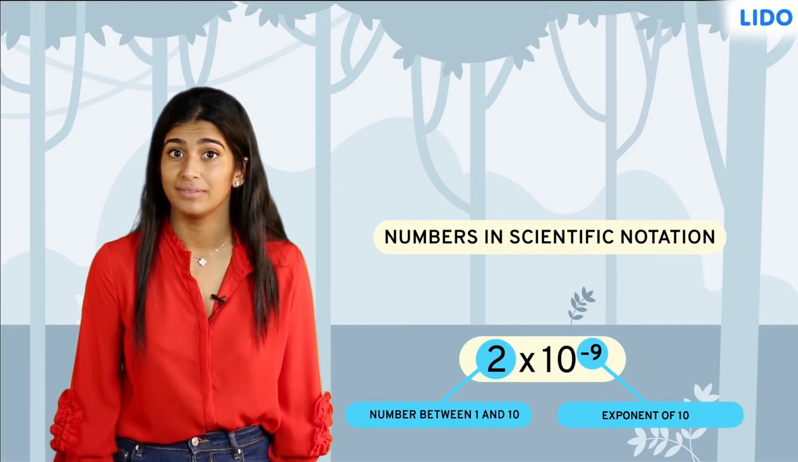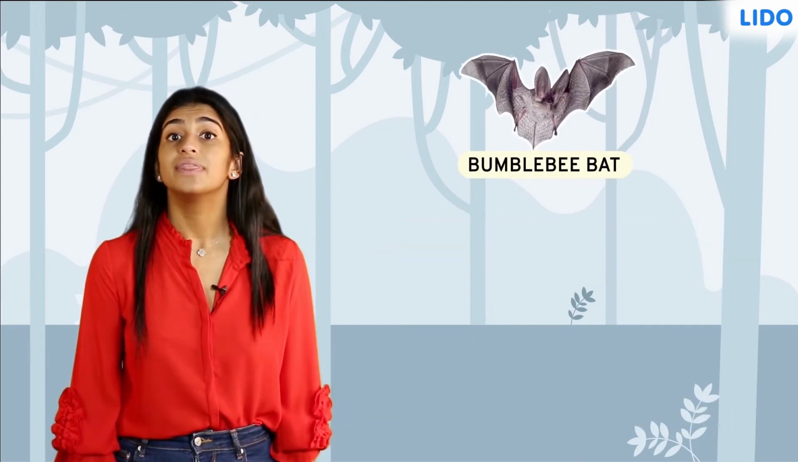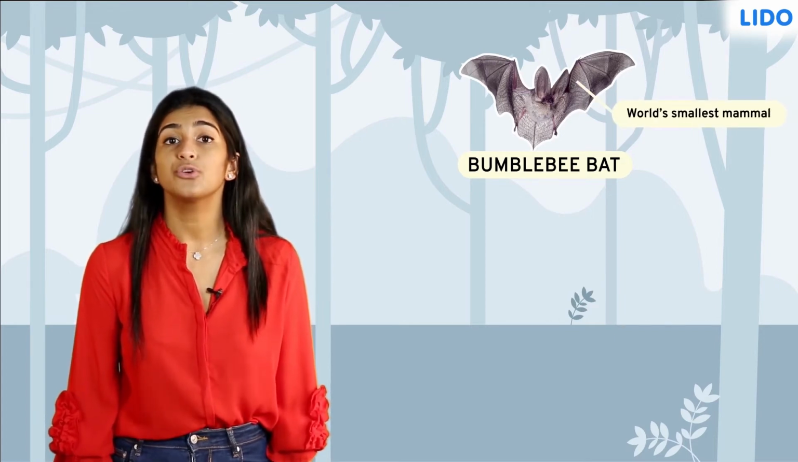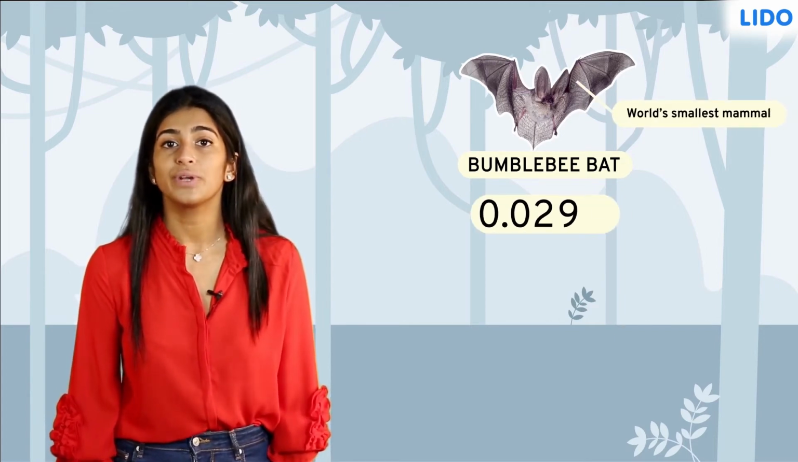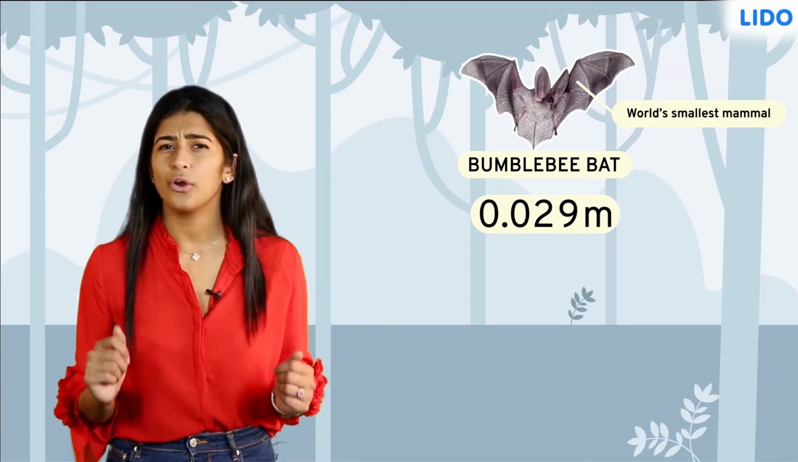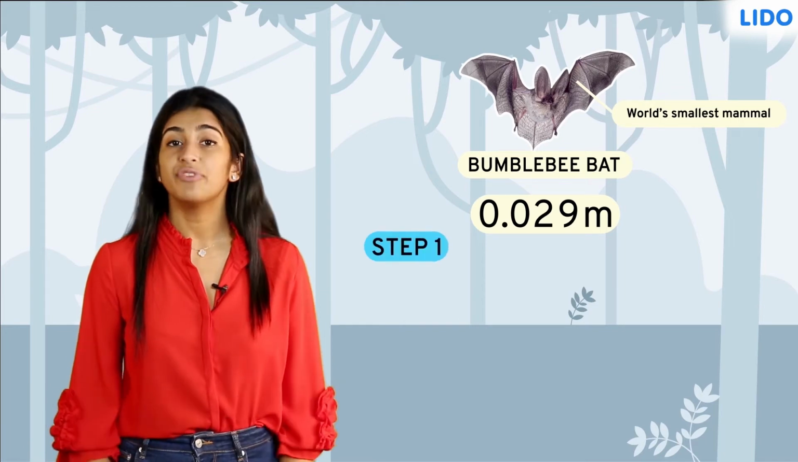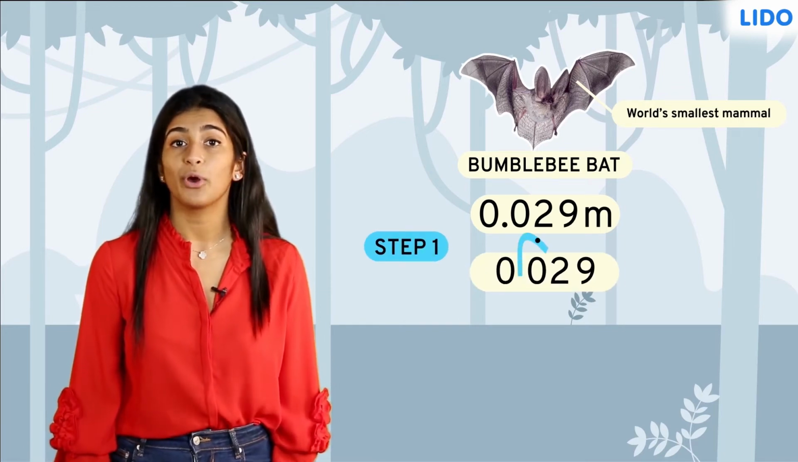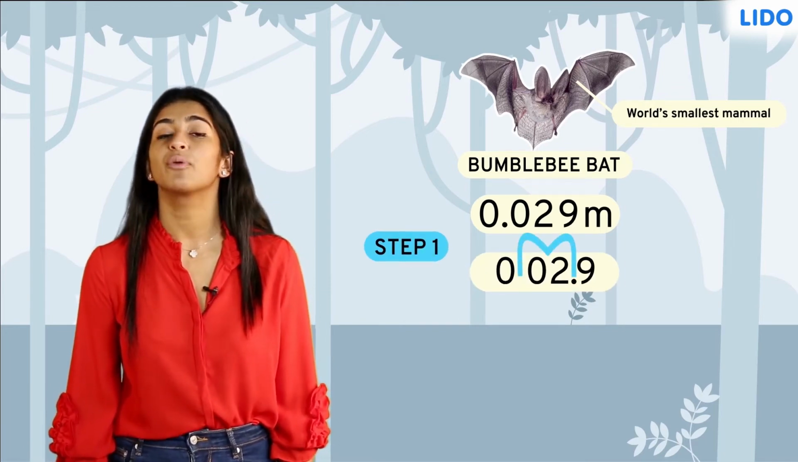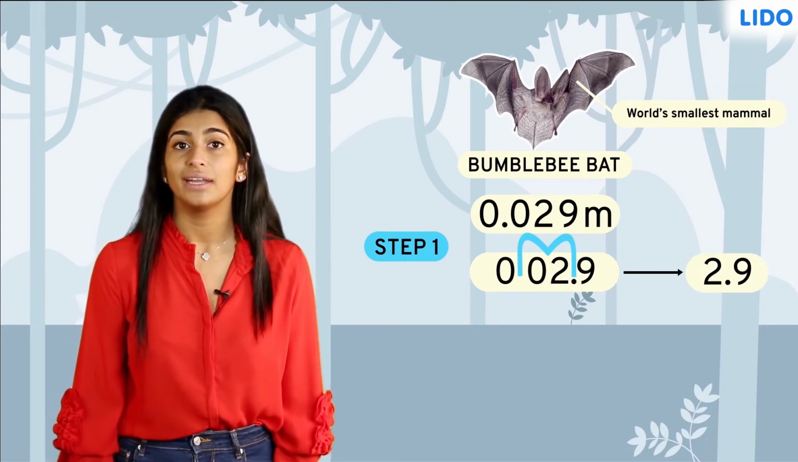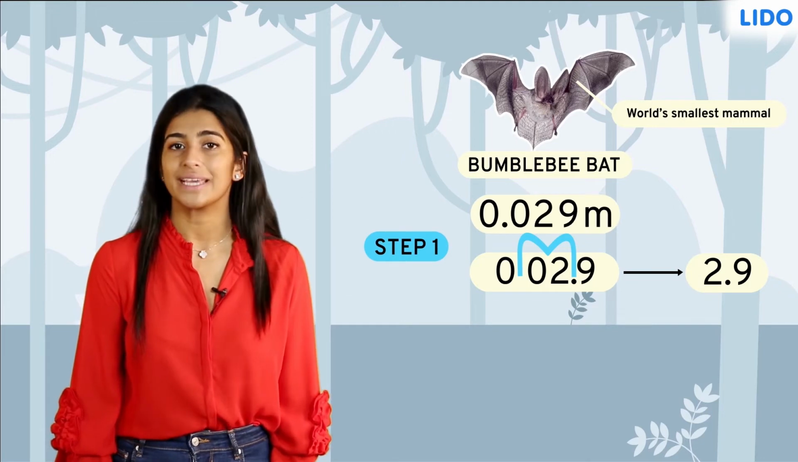Let's take an example. Bumblebee bat, the smallest species of bat and the world's smallest mammal, are usually 0.029 meters long. How do we express their length using scientific notation? The first step is to move the decimal point to the right to create a number from 1 to 10. Here, we can make the number 2.9 by moving the decimal by 2 places.